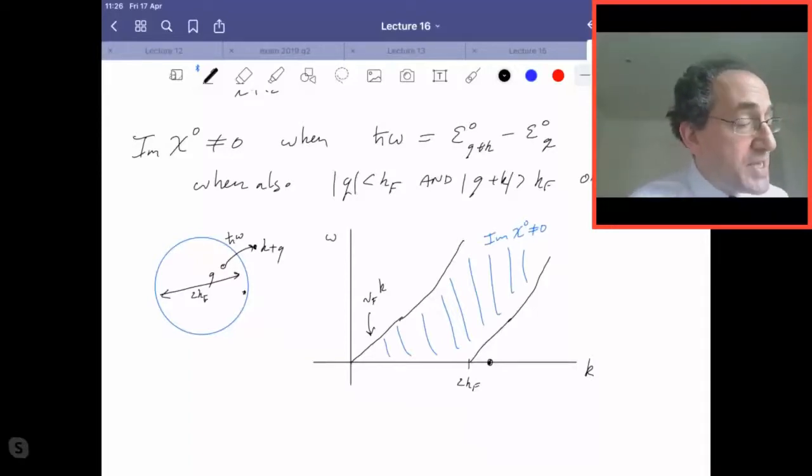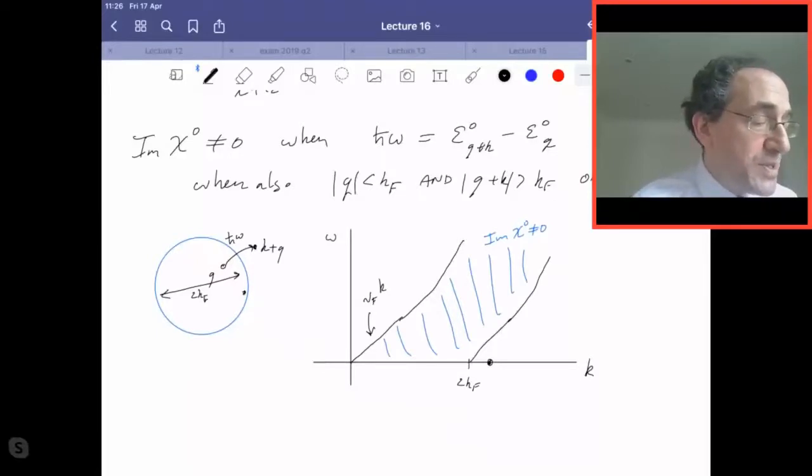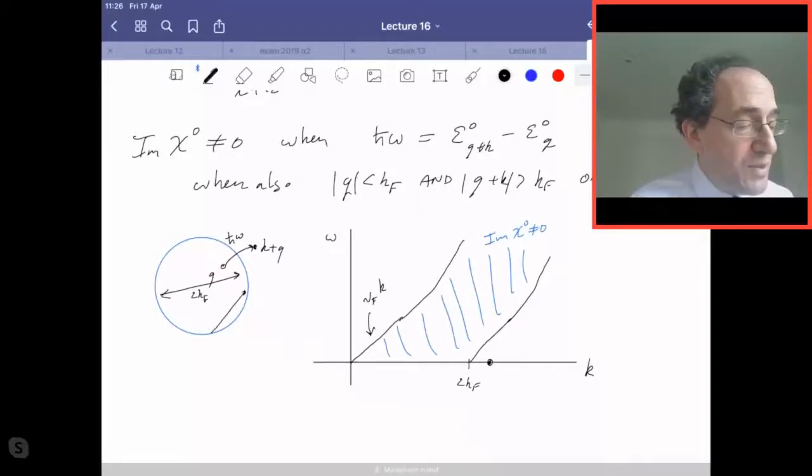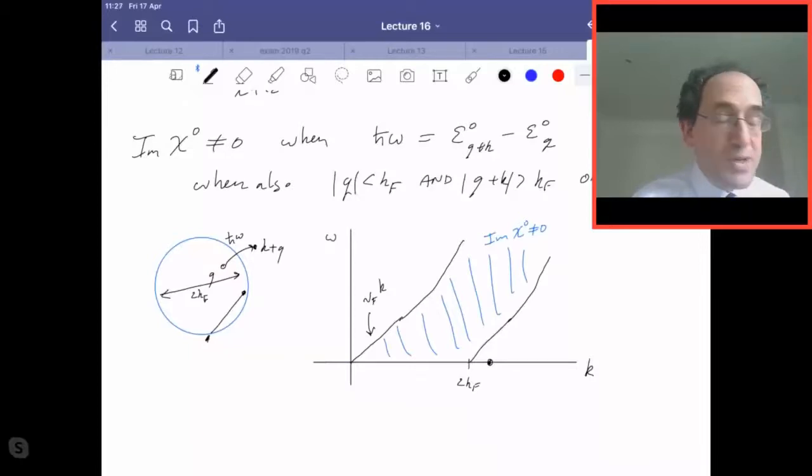And in particular, if I want to make an excitation which is very low energy, the only way to make something that's very low energy is I have to get something that starts just below the Fermi surface and excite it just above the Fermi surface. So maybe from here to there, okay? From this point just below the Fermi surface to this point just above the Fermi surface, the total energy difference between those is going to be very, very small.